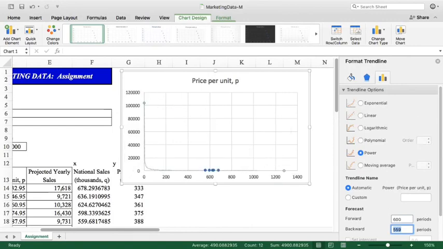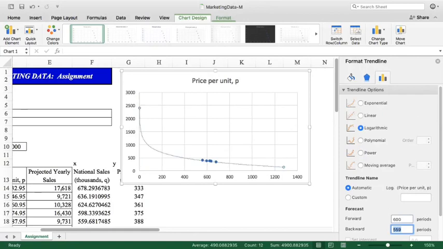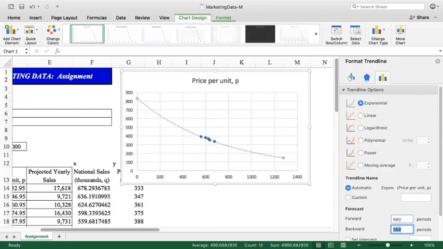We could get fancy. We could choose a power function, which turns out not to do that good. We could choose a logarithmic function, which also doesn't do that great. An exponential function, not terrific, but it's not that bad.